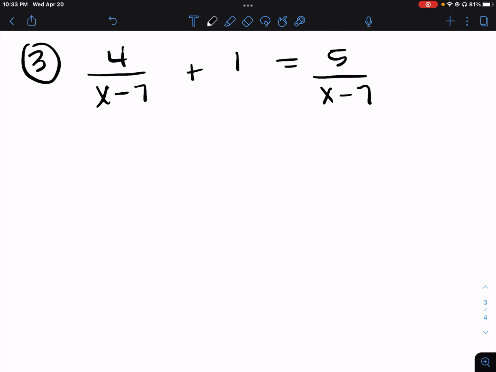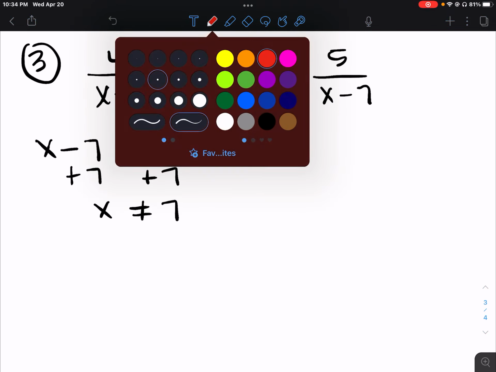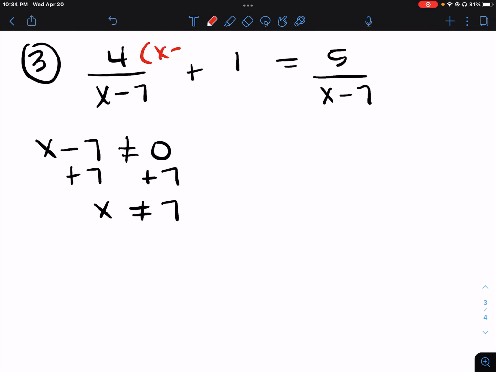Okay, first find out what x cannot be. Remember, denominators can't be 0. So that happens when x is 7, so x can't be 7. Okay, now to get rid of the fractions, multiply everything by that denominator. It's only one denominator, so everything's going to get multiplied by x minus 7.